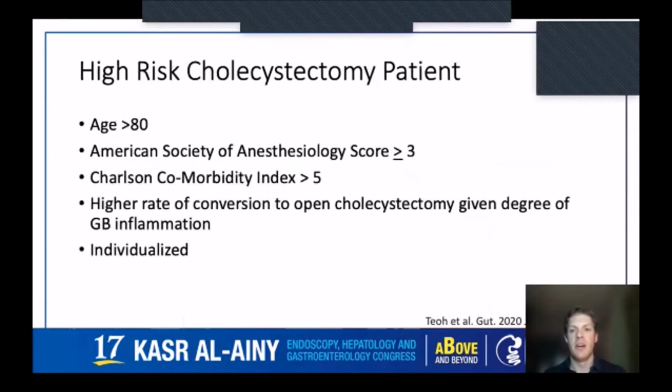What is the definition of a high-risk cholecystectomy patient? Well, it depends on who you ask or what you read. Based on recent randomized controlled trials comparing non-operative modalities of gallbladder drainage, they have defined high risk as age greater than 80, American Society of Anesthesiology score greater than or equal to 3, Charlson Comorbidity Index greater than 5. The Charlson Comorbidity Index predicts 10-year survival in patients with multiple comorbidities. When a score of 5 is reached, the estimated 10-year survival approaches 21%.